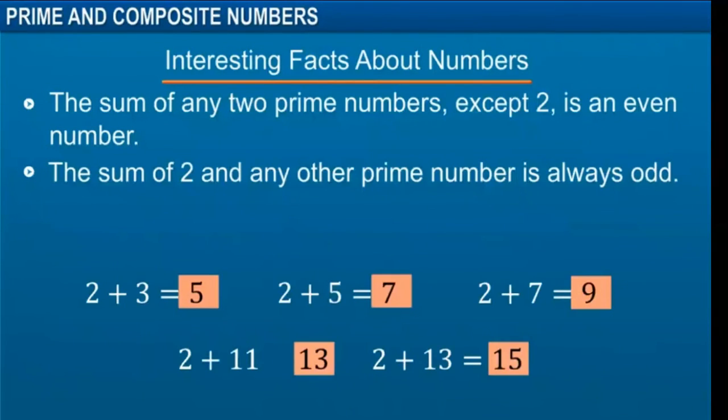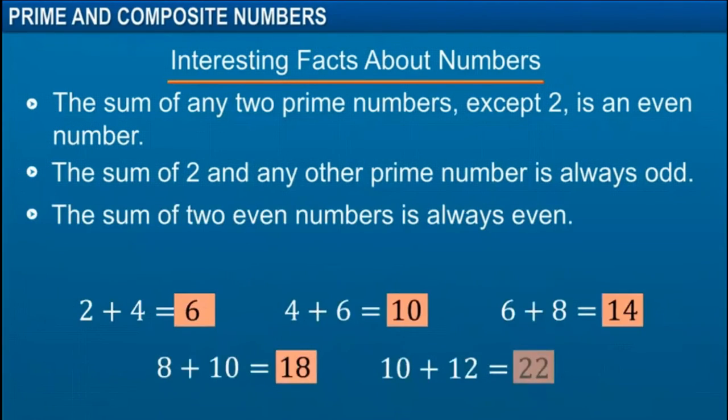The next thing, the sum of 2 and any prime number is always an odd number. So when we add any prime number to 2, the answer we get will be an odd number. Okay, so you can write down this sentence also, with examples. Sum of 2 and any other prime number is always odd. Okay, so 2 plus 3 is 5. 2 plus 5 is 7. So whichever prime number we add to 2, the answer we get is an odd number.